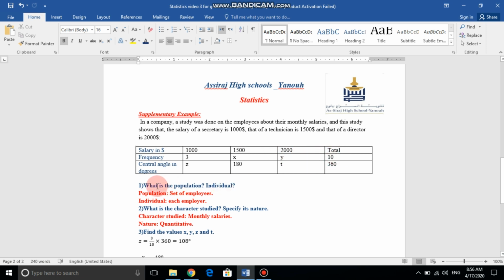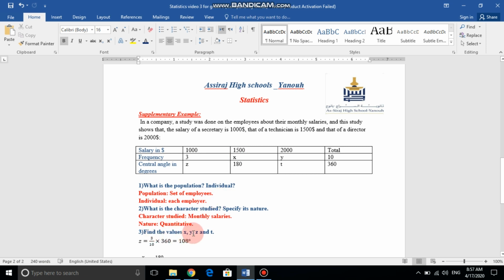In the first part, what is the population and the individual? Since this study was done on the employees, then the population is the set of employees and the individual is each employee. What is the character studied, to specify its nature? This study is about the monthly salaries, so the character studied is the monthly salaries and its nature is quantitative, since here we have numerical values, $1,000, $1,500 and $2,000.